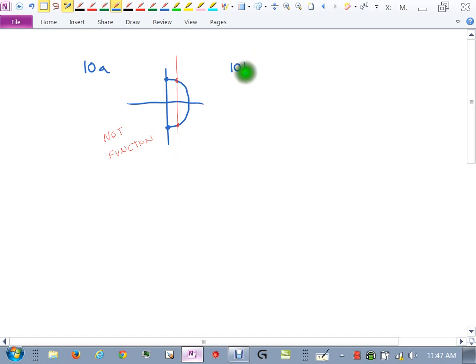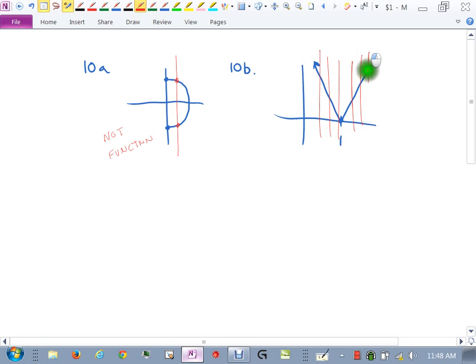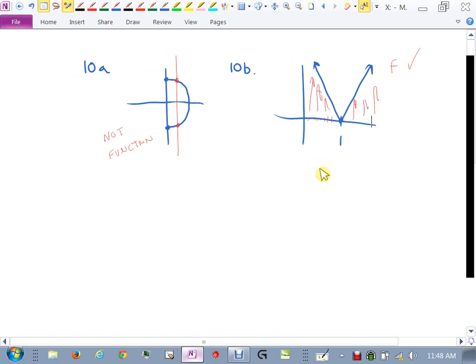10b, we have something like this out here at 1. It's a V. That is a function because any vertical line I draw will only hit the graph in one place. So it is a function. I'm just going to put f, check. And then as far as domain, notice that if I move anywhere on the x-axis and look up, I'm going to hit the graph somewhere. And so the domain is everything, negative infinity to infinity.